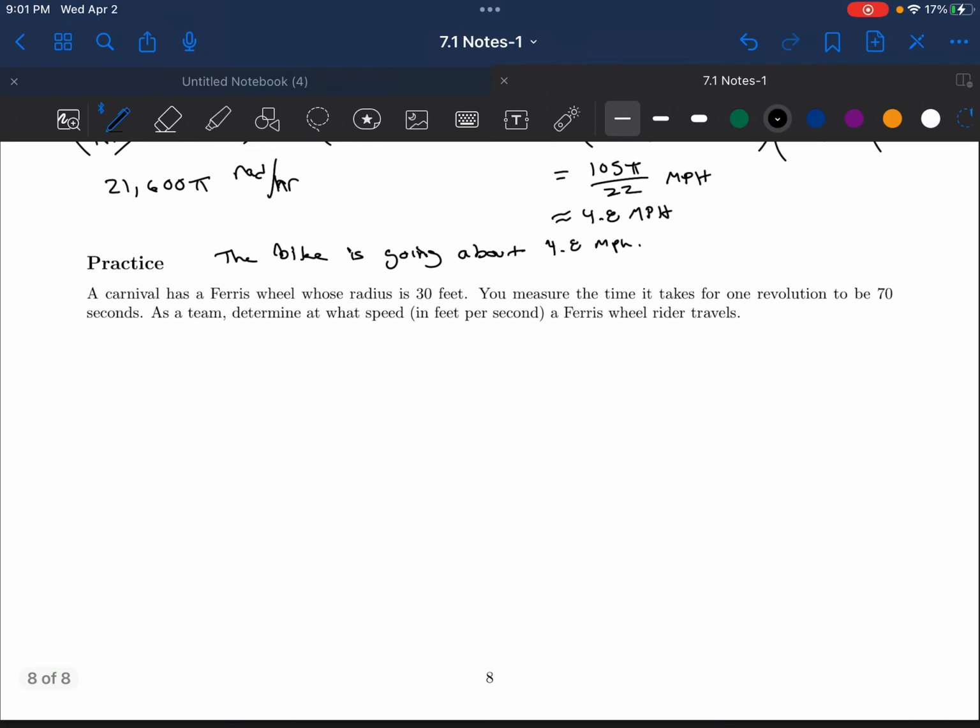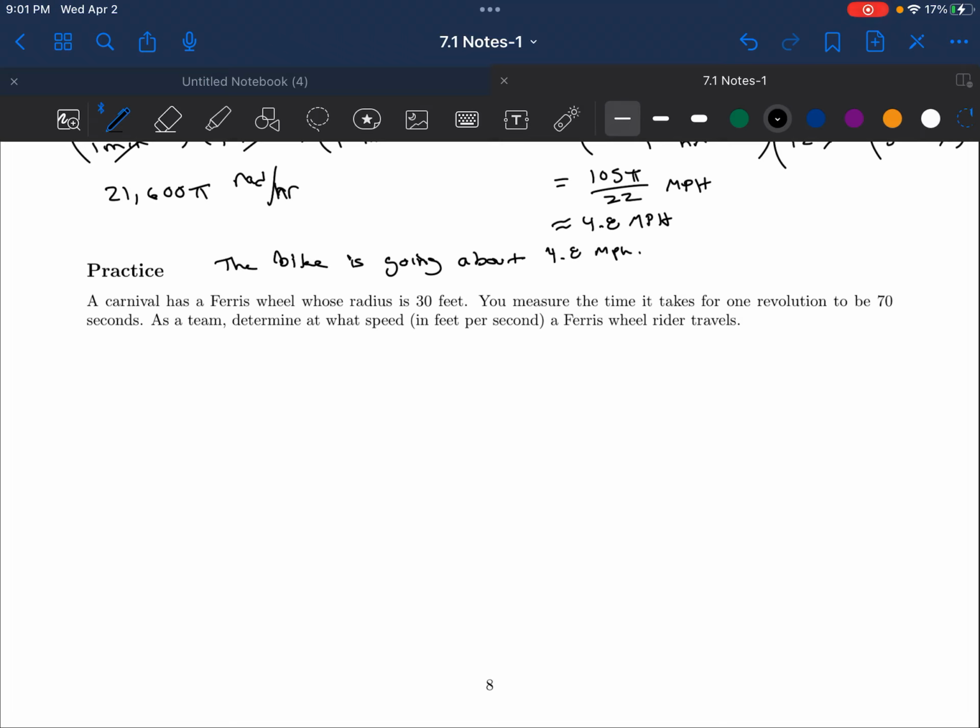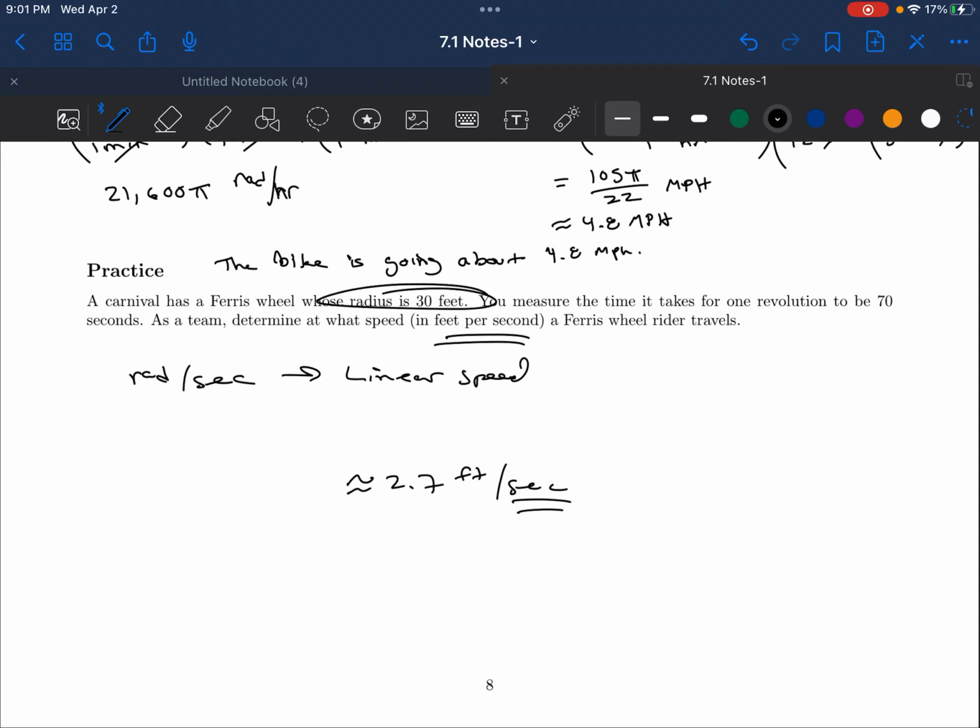And then for the practice on page 8, the Carnival Ferris wheel with a radius of 30 feet. We want to be able to talk about the speed that someone riding it is going, someone at the very edge of it, in feet per second. So make sure that when you finish with your unit conversions, you get about 2.7 feet per second is the answer you're looking for. Of course, you're going to need to find the radians per second because you want seconds as your time, and then you can convert that into linear speed just using the provided radius.